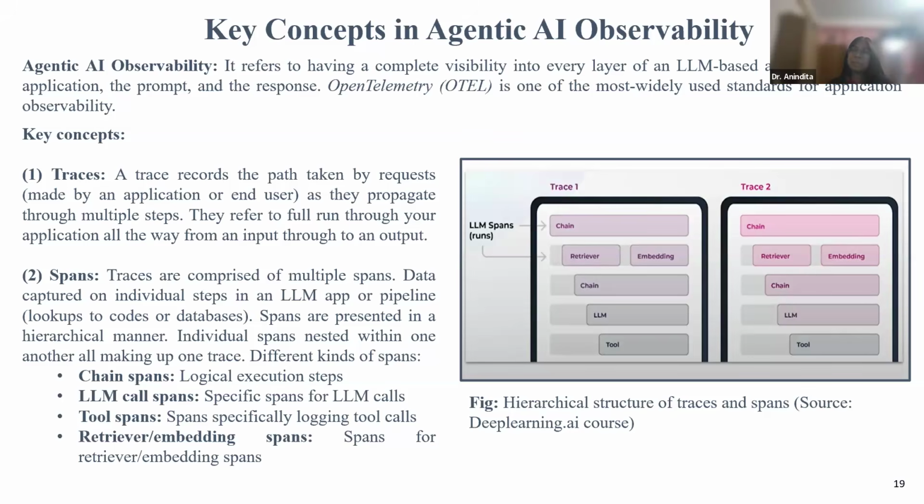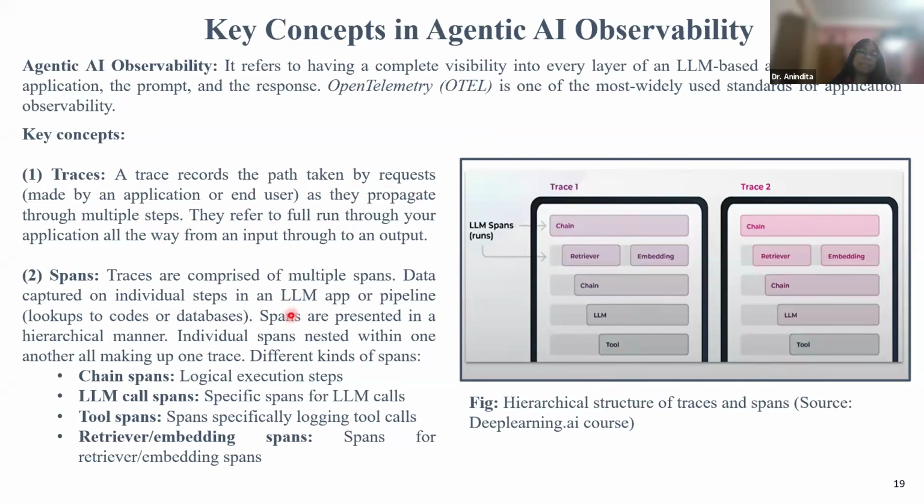These are the different traces you can see in this picture. So in this picture, this is trace one and trace two. This is one step, like the chain, the retriever chain, all these things are there, and then trace two. So trace is the first thing: it records the path taken by the request, and this propagates through multiple steps, like trace one, trace two, trace three. We can run through the application from one input to the output.